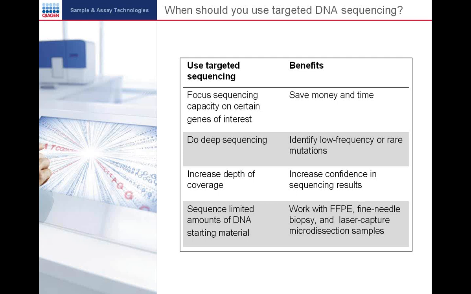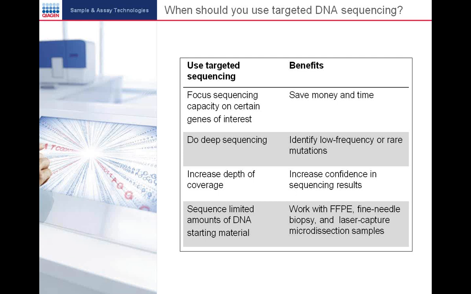Which types of research would this apply to? For example, cancer research. So it is known that tumors are very heterogeneous samples consisting of several cell types, which results in certain mutations being present in a very low number of cells relative to the entire population. The identification of these low-frequency or rare mutations can be achieved very efficiently by targeted DNA sequencing.